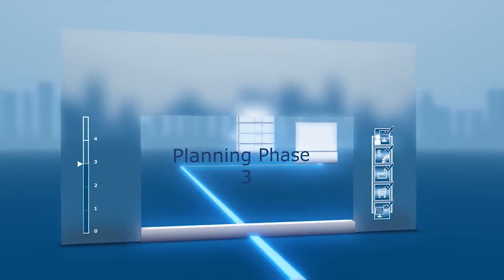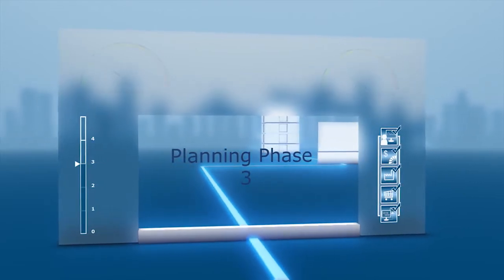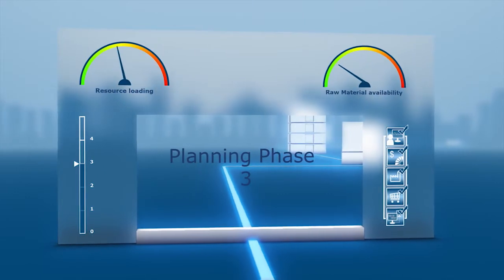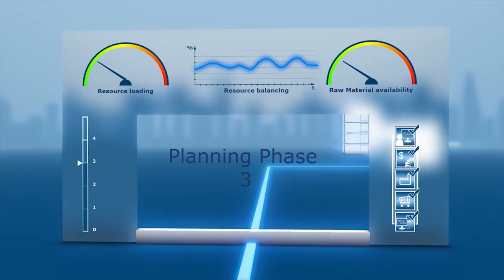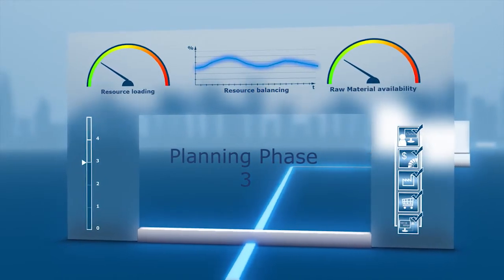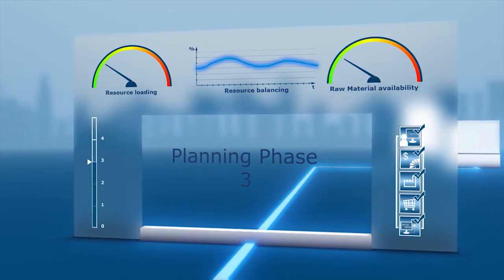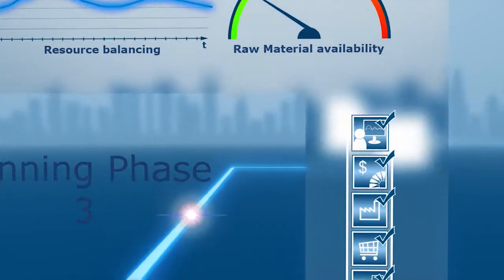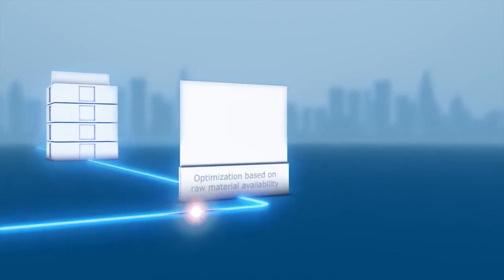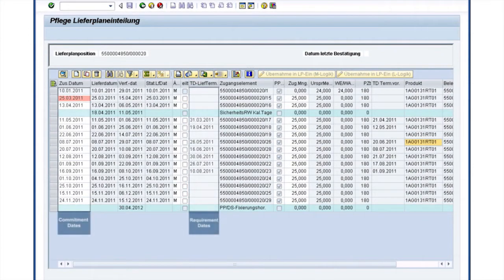In planning phase 3, the production plan is adjusted in line with raw material and component availability. This phase is necessary to include confirmed delivery commitments in the leveled production plan. If suppliers do not confirm the required delivery dates, the production plan must be revised to reflect the changes in assumptions.